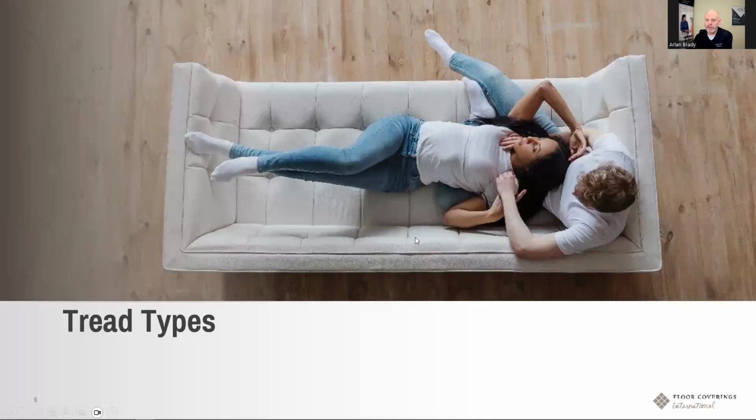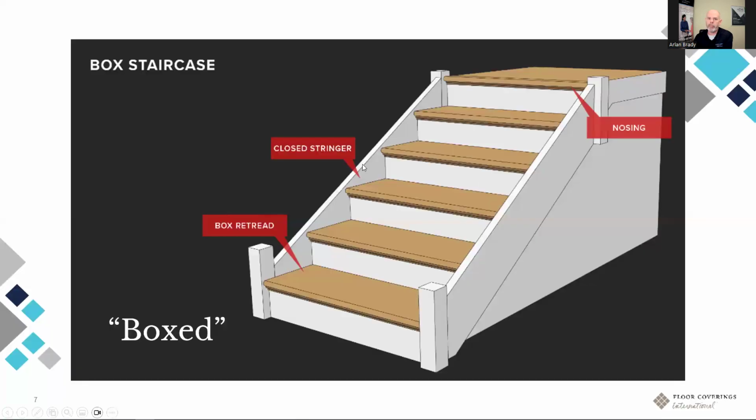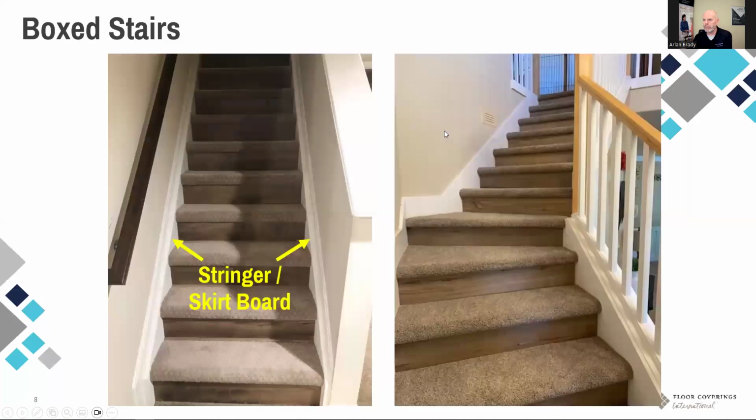Now let's talk a little bit about tread types. It is possible to have something called a boxed staircase. What does that mean? That means that your tread is boxed on both ends. It is unfinished on both ends, and it is boxed in. What does this look like in real life?